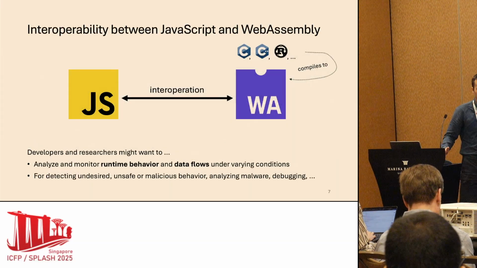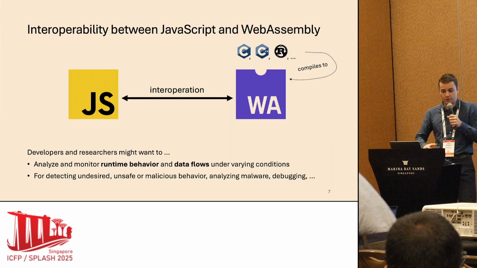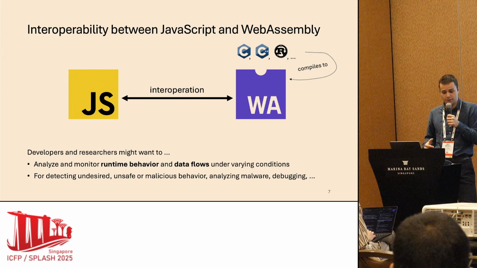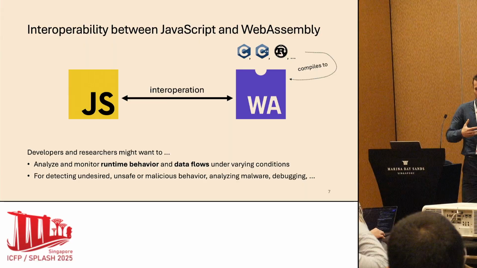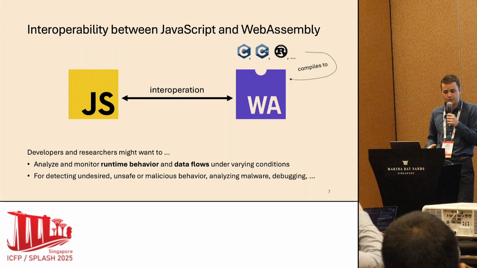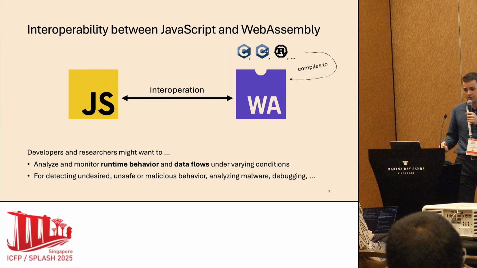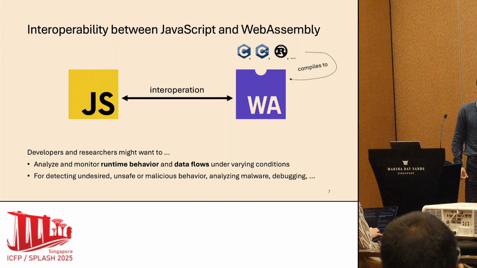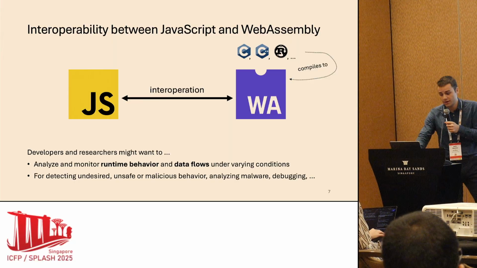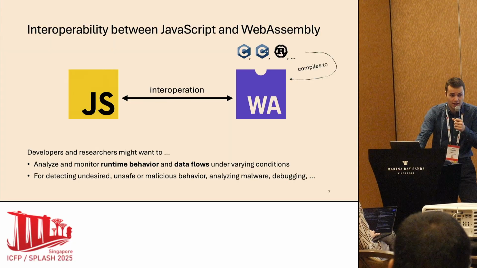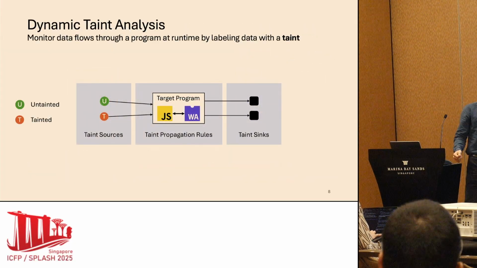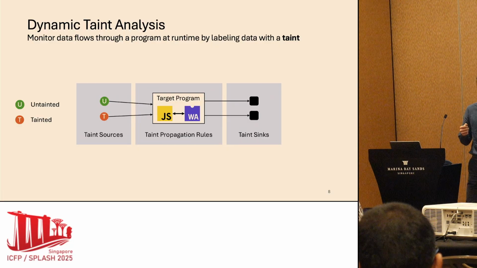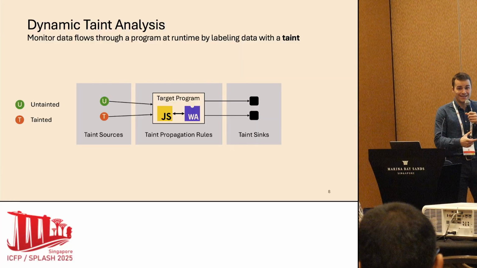In a more broad sense, for interoperating programs between JavaScript and WebAssembly, researchers and developers might want to better understand the runtime behavior and the data flows of the programs under varying conditions, for detecting undesired, unsafe, or malicious behavior, to perhaps analyze malware or to debug applications. One way to do so is through a dynamic taint analysis, which is to monitor data flows through a program at runtime by labeling data with taint.